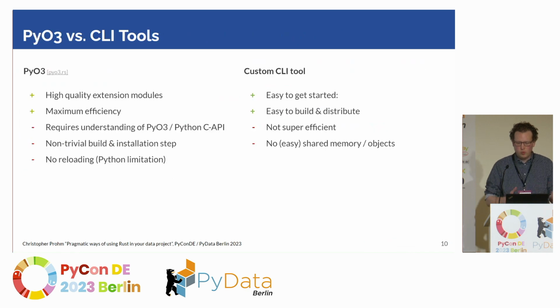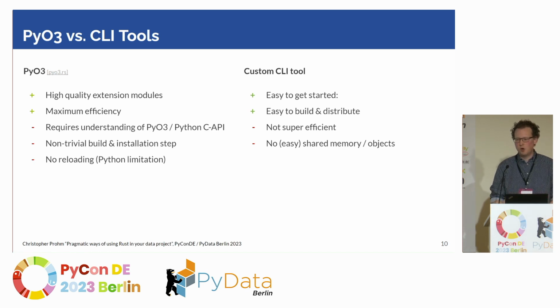And maybe to contrast the two ways, like PyO3 or some other bindings generator, and doing it this custom CLI tool way. If you go PyO3, this is definitely the way to go if you want to build high-quality extension modules, maybe also ship something, put it on PyPI. I would probably go this way. Also, if you go for maximum efficiency, if you want to wring out every last bit of performance, this is the way to go.